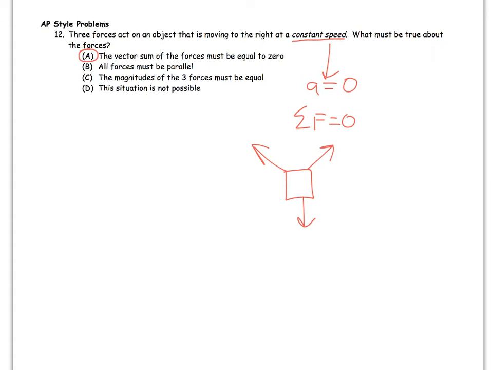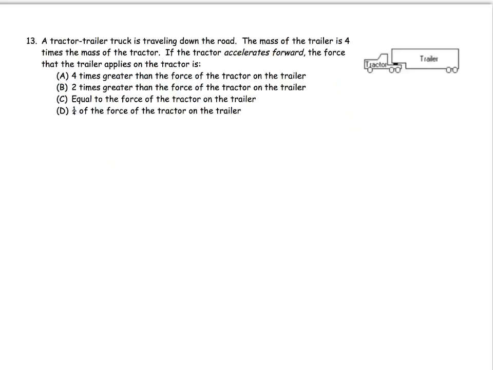The magnitudes of the three forces must be equal. That's also not true. You could have one big force going to the right, two smaller forces going to the left, and that would result in no net force and no acceleration. Last option, the situation is not possible. I've just shown two examples of how it's possible, so that one's not correct either.